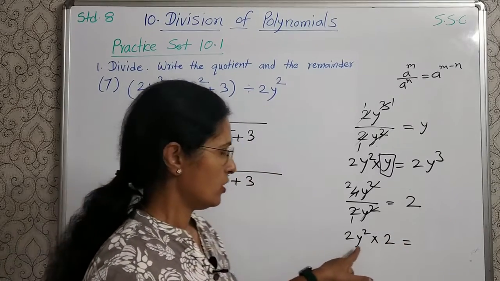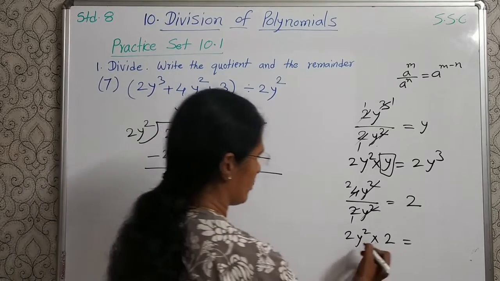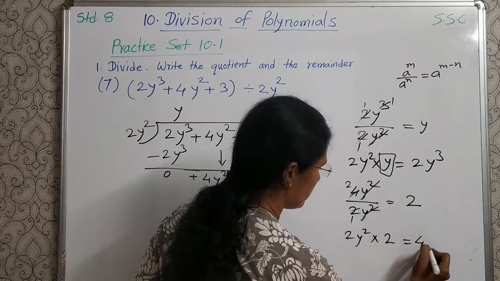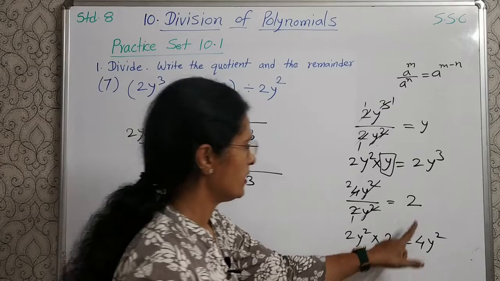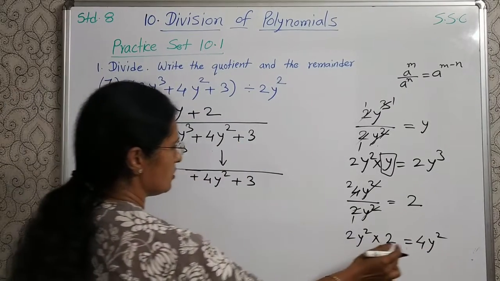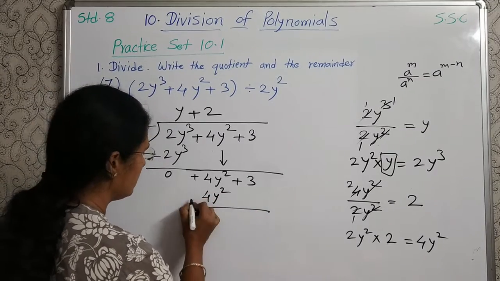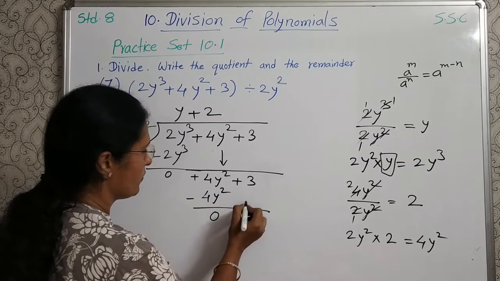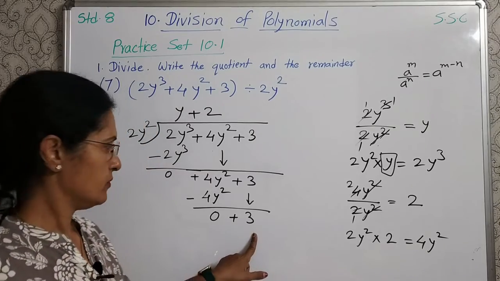So actually we check whether we get the same term as a product. So 2y square into 2, 2 twos are 4 and y square. So we got the same 4y square. Now positive 2 is the quotient. Write this 4y square here and subtract. So 4y square minus 4y square is 0 and plus 3 is the remainder.